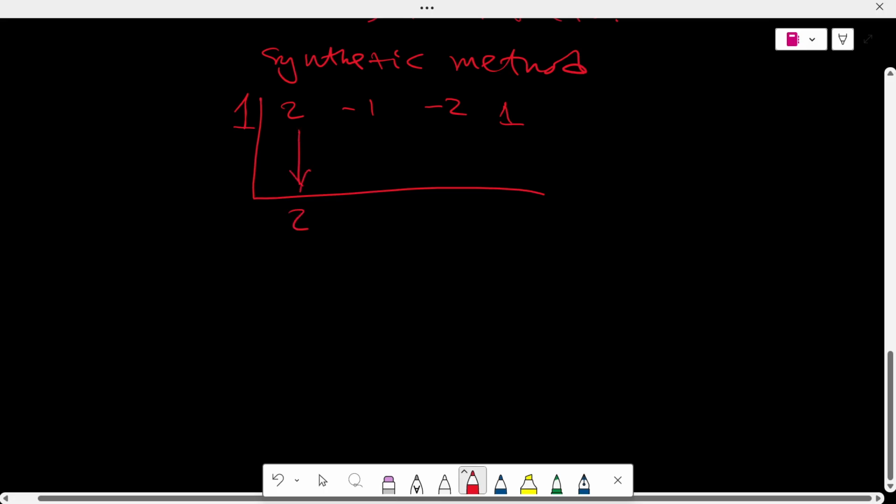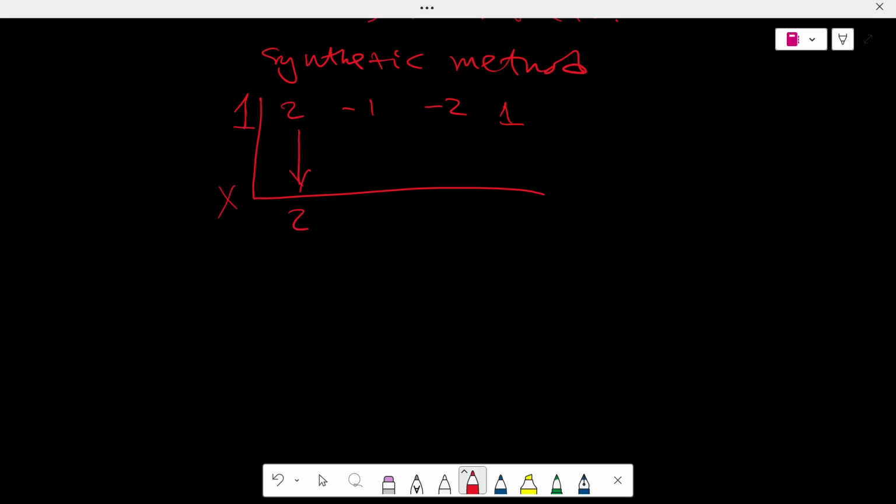Then we'll do the synthetic. We drop these 2, and then there's multiplication here. When you multiply this by that, we put the answer there. So 2 times 1, we have 2, and then you add them. When you add this, you find we're going to have 1. So 1 times 1, we're going to have 1, and if you add this, we're going to have negative 1. Then negative 1 times 1, we're going to have negative 1, and then if you add them, we're going to have 0. Make sure if you said this was a factor, you should have a 0 here. If you don't have a 0, then either this wasn't a factor, or you have done something wrong with the synthetic method. Take note of that.